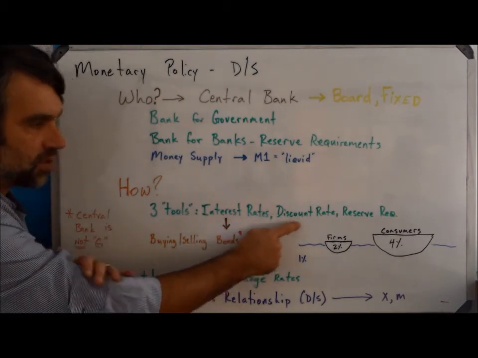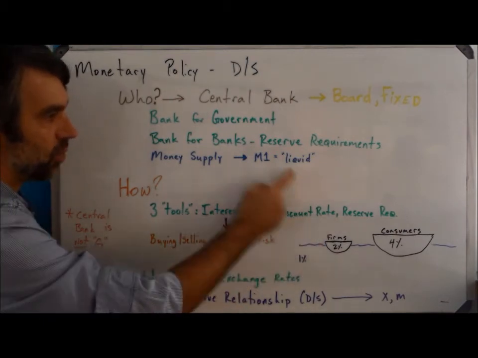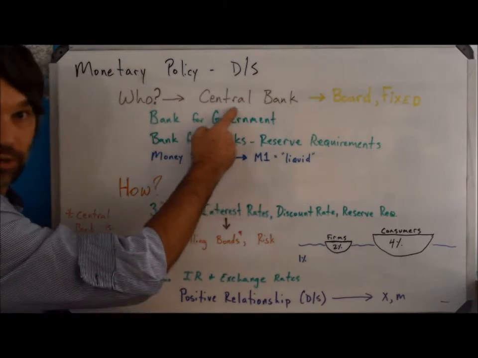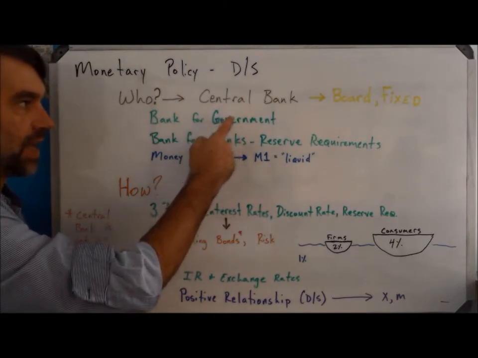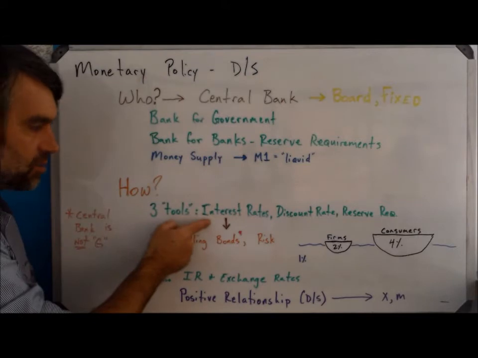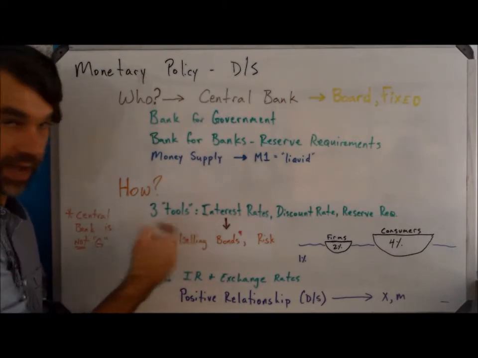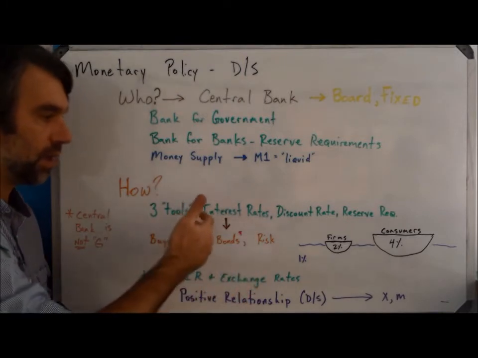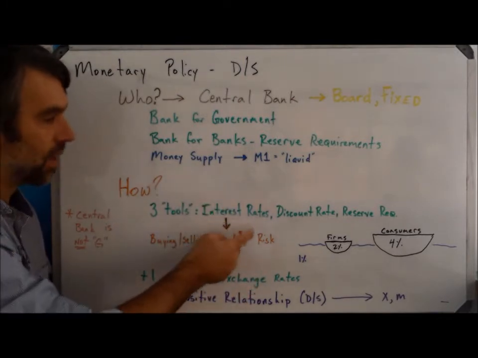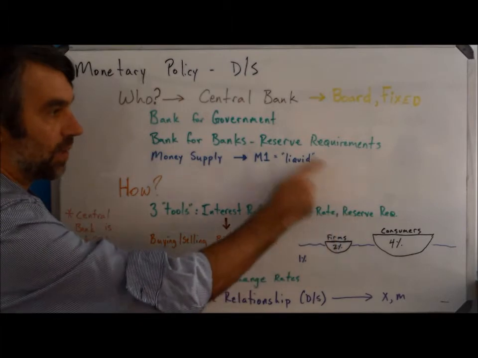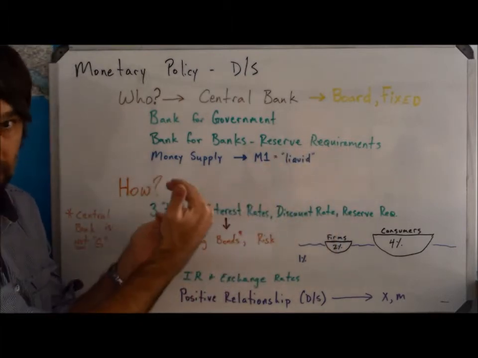The discount rate, just so you know, is the rate that banks pay to the central bank when they borrow money from it. The interest rate refers to the interest paid by consumers or firms to the consumer banks.